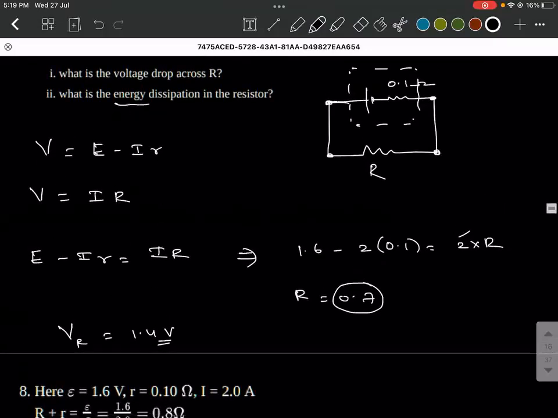Energy dissipation, please change the question as rate of energy dissipation. Rate of energy dissipation means power. So what is the value of power? Power is equal to I square into R. So 4 into 0.7 will give you 2.8 watt. Be specific with the unit. Unit missed, half mark lost.